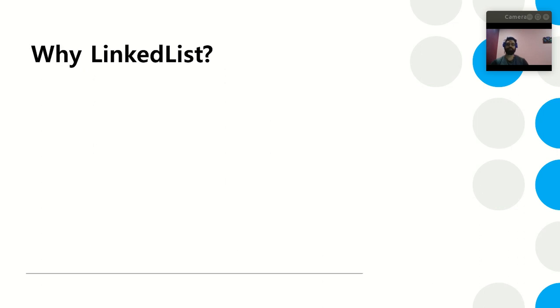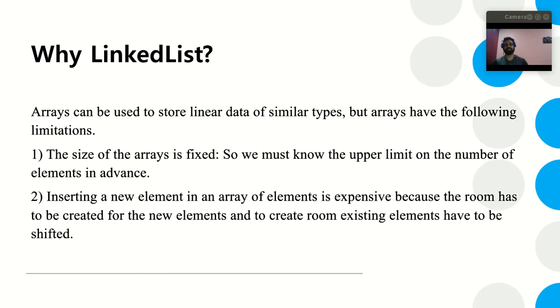Now, why can we use a linked list? We know that arrays can be used to store linear data of a similar data type, but arrays also have some limitations. The limitation is that the size of the array is fixed, so we must know the upper limit of the number of elements in advance. In an array, at the start, we need to define the size of the array, and that size will be fixed; we cannot change it further, right? So this is one limitation of an array.